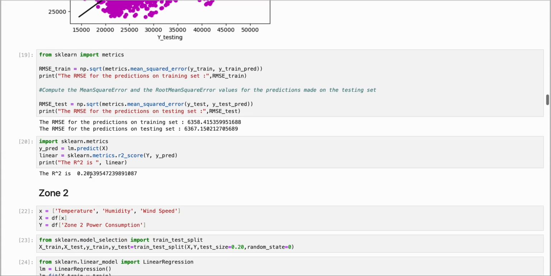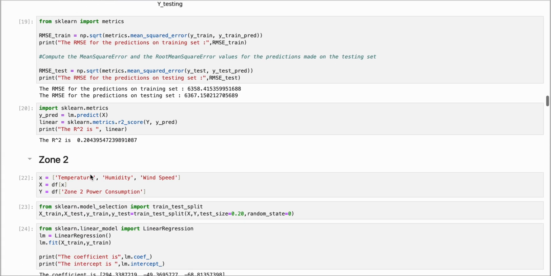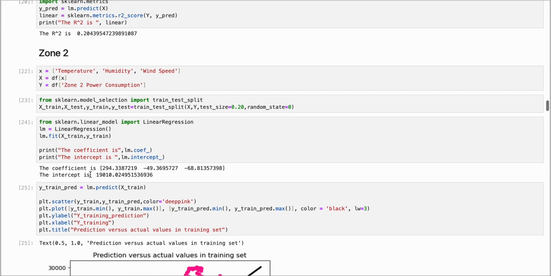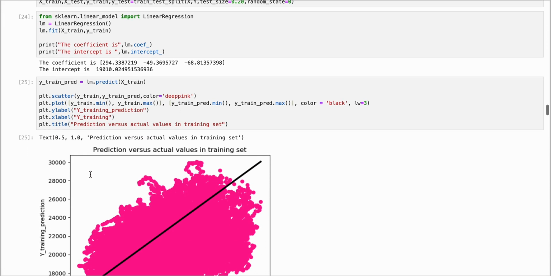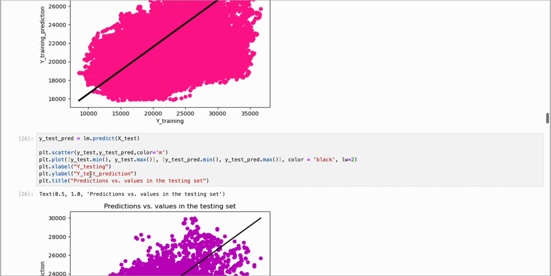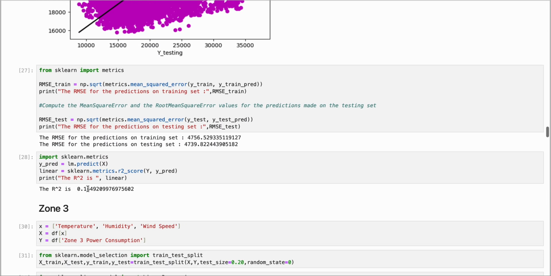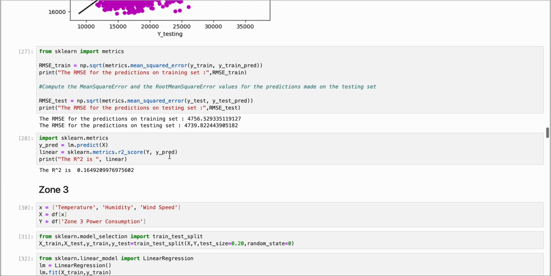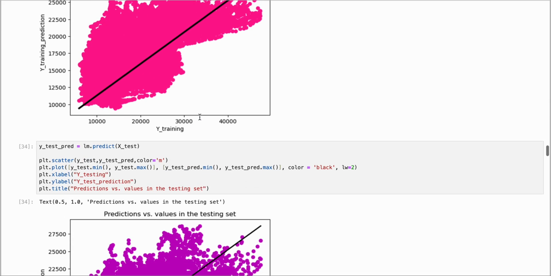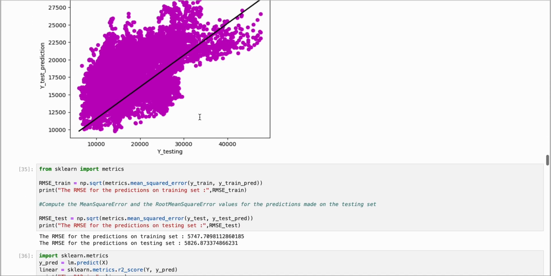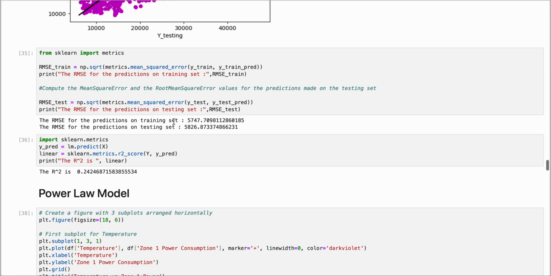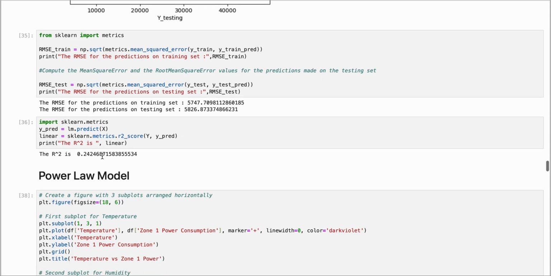So for zone 1, we have 0.20 accuracy. And then for zone 2, we ran the code again using both the training and testing sets, and you can see an accuracy value of 0.16. Again, the root mean squared values are close. And for zone 3, we have an R-squared value of 0.24, which is one of our highest accuracy values.